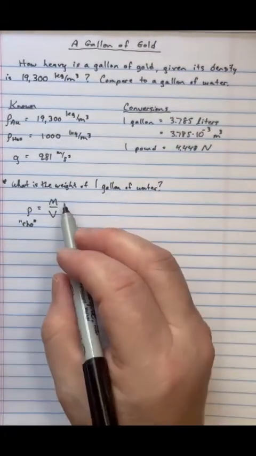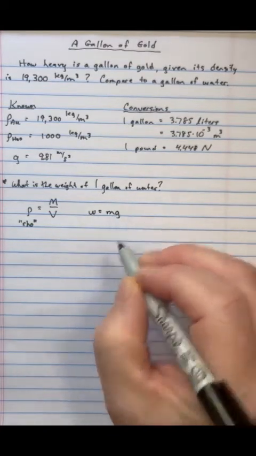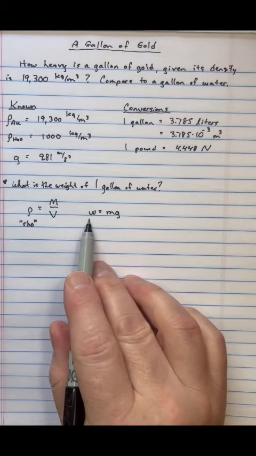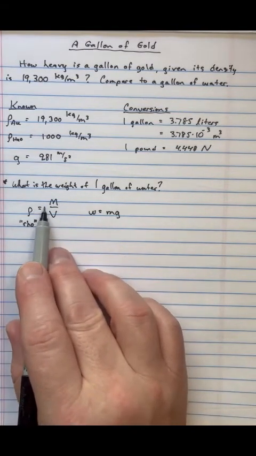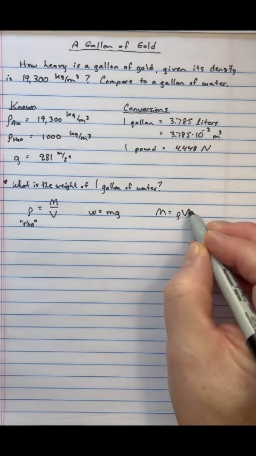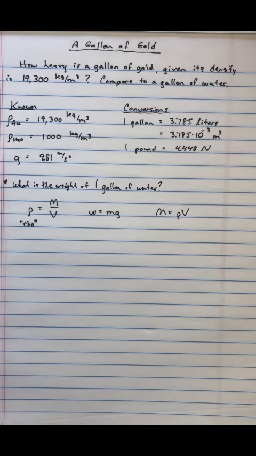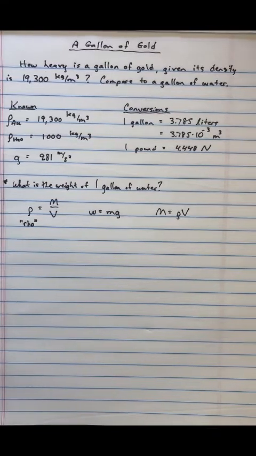So we want to find weight. Weight, of course, is equal to mg. So if we want to find the weight, which is the question, we need to find mass from this. Take this equation, turn it around, mass is equal to density multiplied by volume, like that, right? So if I know what the volume is, and I know what the density is, I can solve for mass. So let's go ahead and do some work on that.